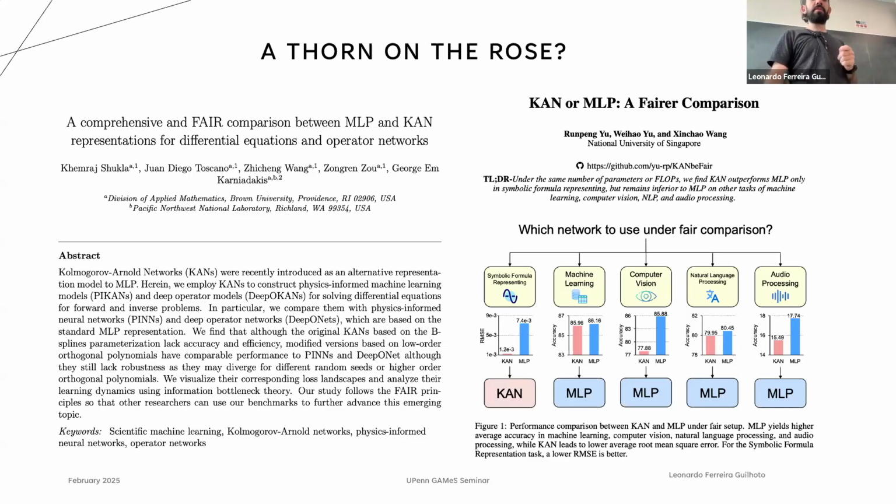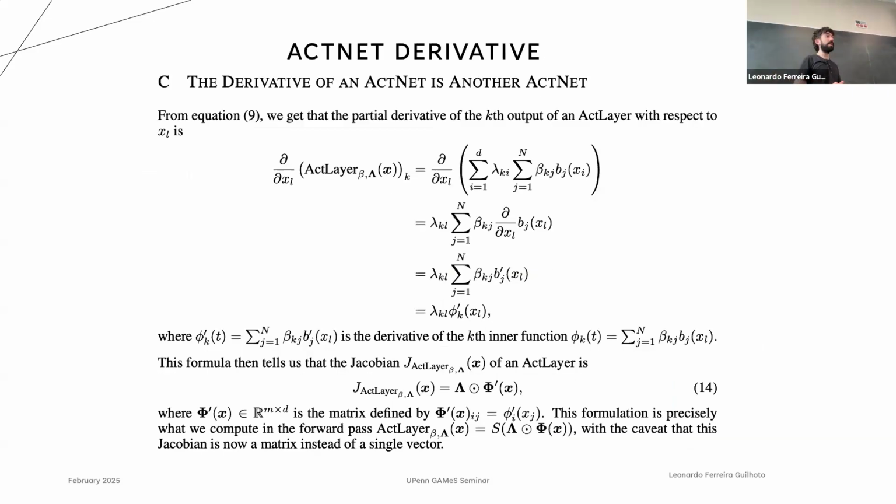And I will make the argument, at least for ActNet, for PINNs, that there is a very attractive property, which is that the derivative of an ActNet, of an ActLayer, is another ActLayer. It's a little bit hand wavy, but gives you an idea. If you take the partial derivative with respect to an input of an ActLayer, and you do a little bit of math, you get that the Jacobian is going to have this structure over here, where lambda is again that learnable parameter, and this phi prime is the first order derivatives.